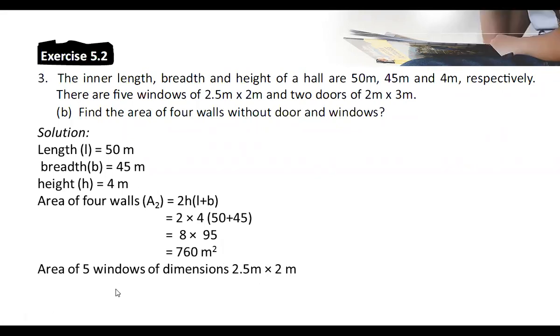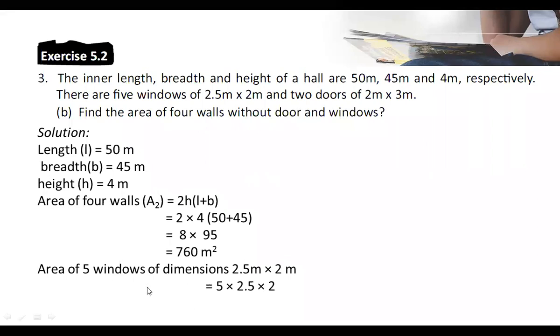Now the next thing asked to us is the area of 5 windows of dimension 2.5 meter and 2 meter. That is also given in the question. Similarly, 2 doors of 2 meter into 3 meter are also given. So to find out the area of 4 walls without door and windows, we have to subtract these. For subtracting purpose, at first calculate the area of 5 windows and then calculate the area of 2 doors and subtract them from the area of the 4 walls.